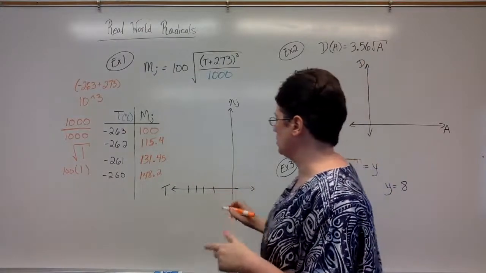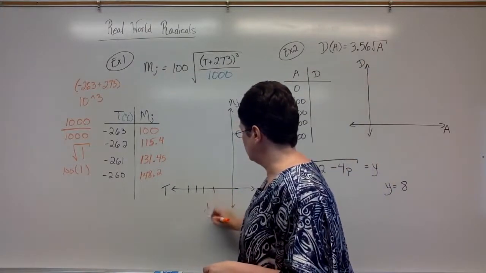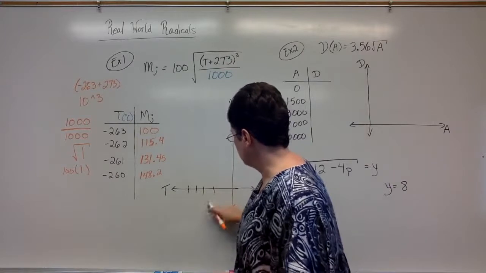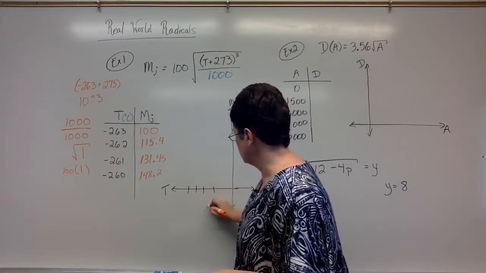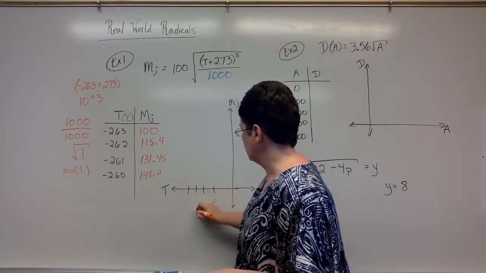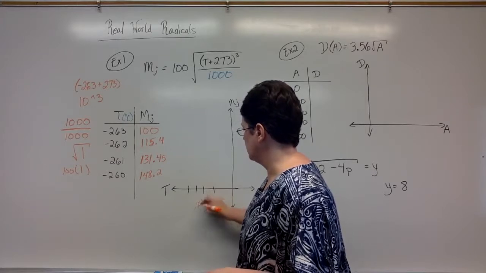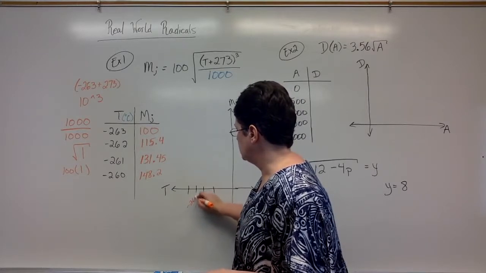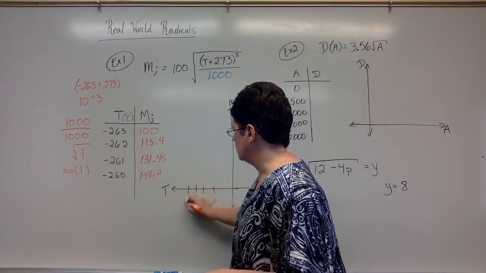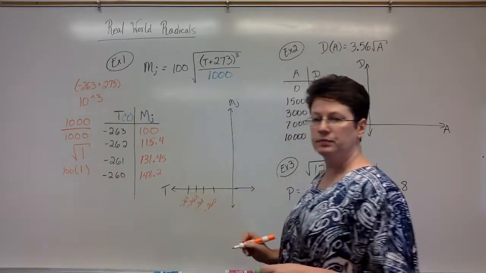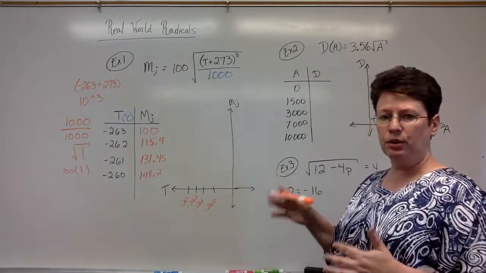All right? So remember your number line. The graph on the page may be a little bit backwards. So negative 260 is actually the one closest to 0. Then you'd have negative 261, negative 262, negative 263, right? So you got to label your graph.